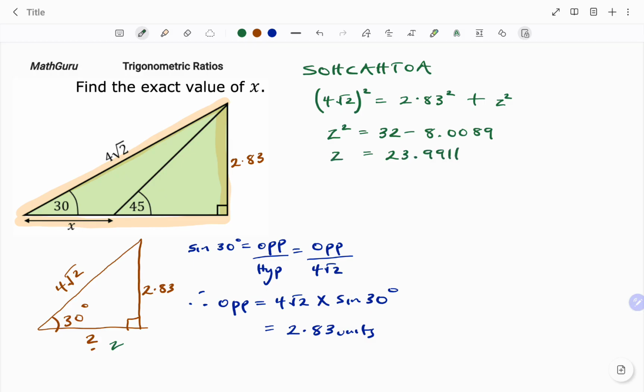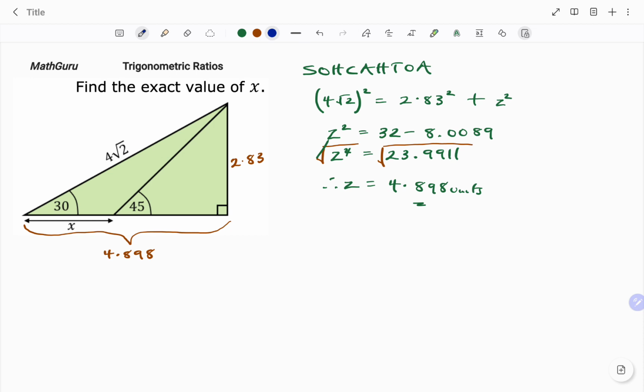23.9911. And therefore, to find the value of z, I'm going to find the square root of both sides. The square root cancels the square. Therefore, my z, or the third side of my triangle, will have a value of 4.898 units.